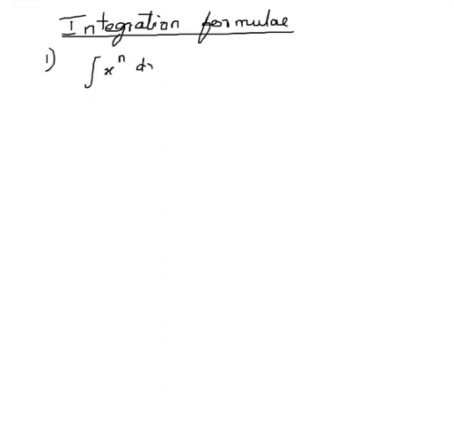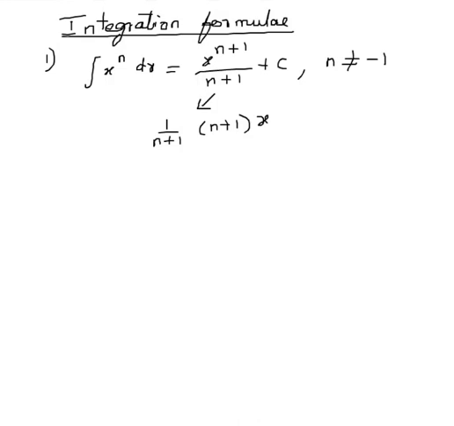The integral of x raised to n dx is x power n plus 1 divided by n plus 1 plus c, and this formula is applicable when n is not equal to minus 1. Okay, let us differentiate this and see. 1 by n plus 1 is a constant. The derivative of x power n plus 1 is n plus 1 times x raised to n plus 1 minus 1, which gives us n. We get this answer, x power n.